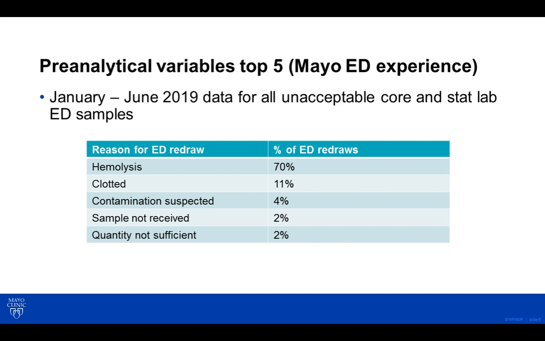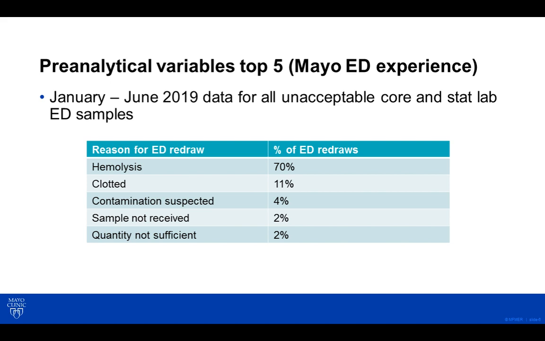So this is 5 months, January through June of 2019. The causes of unacceptable specimens received in our core and stat laboratories. And you can see that hemolysis is the biggie, and this shouldn't be a shock to most or all of you. And here you can see the numbers for our ED practice.